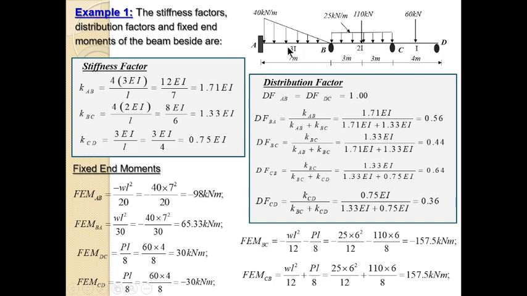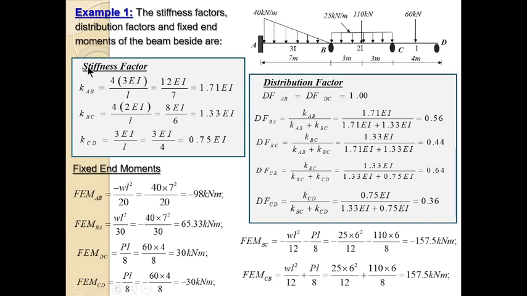You also need to take note of the moment of inertia. For this span, the moment of inertia is 3I. For span BC, the moment of inertia is 2I. For span CD, the moment of inertia is I. So let's go ahead and define these factors for this moment.